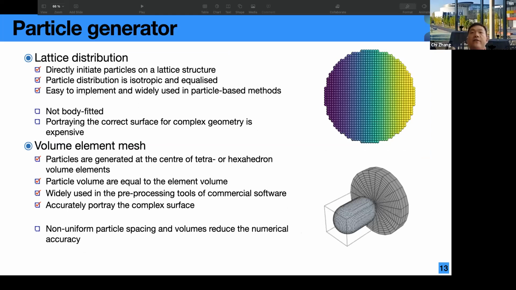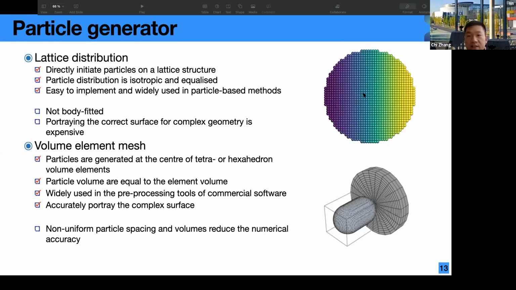We also develop a pre-processing tool in our library. We know that if you are using a mesh-based method, you have to draw your mesh using some pre-processing tool. For a particle method, we have to create the initial condition for the particle distribution. Generally, there are two approaches for a particle generator. One is based on putting the particles on a lattice. Another is based on converting a volume element mesh to the distribution of particles.